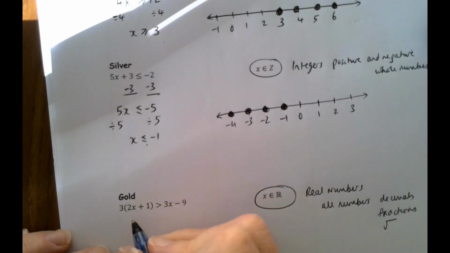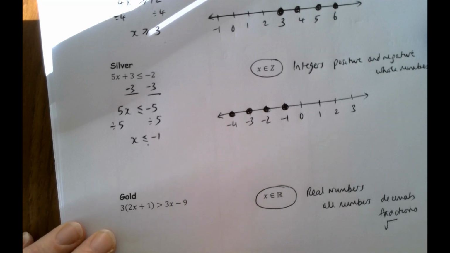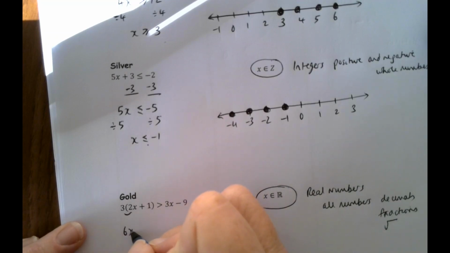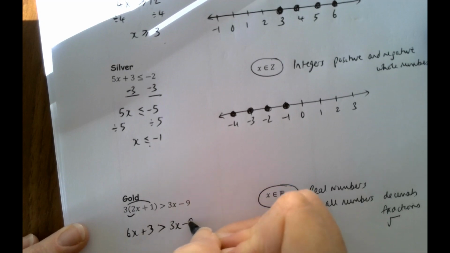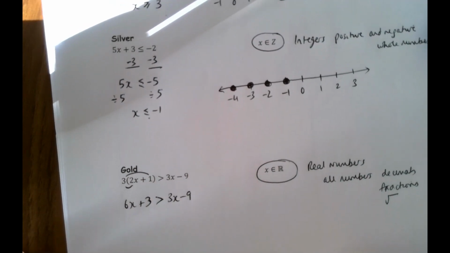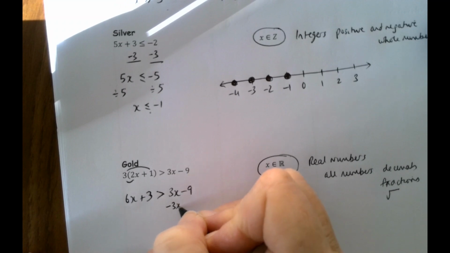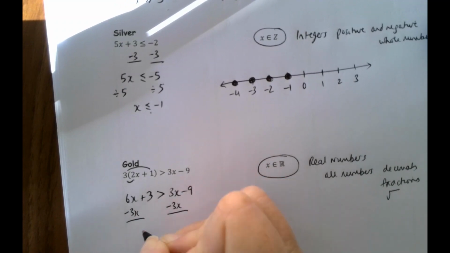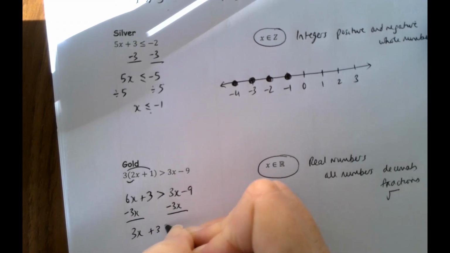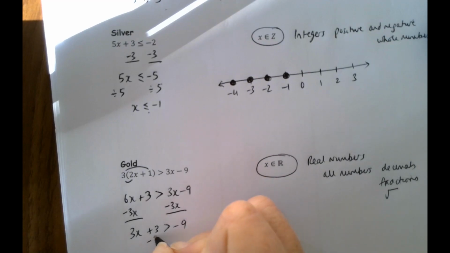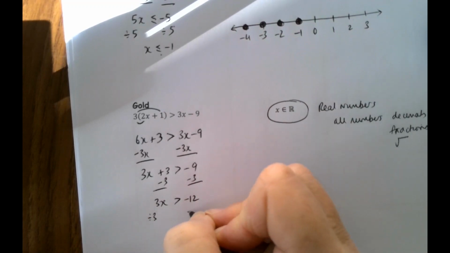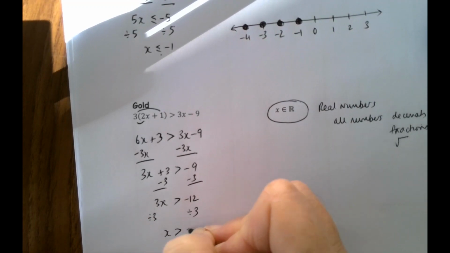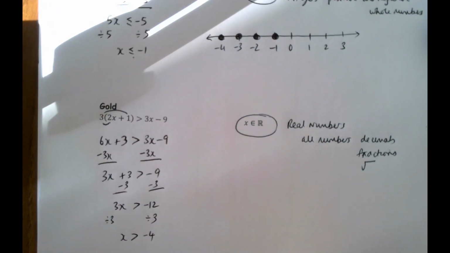Okay? So first thing I do is treat it like an equation. So I multiply out the bracket. 6x plus 3 is greater than 3x minus 9. x's to one side, numbers to the other. Subtract 3x from both sides, going in and have x's on this side. Okay, now that 3 is on the wrong side, subtract 3 from both sides. And now I've got 3x, so divide by 3 to get 1x. x is greater than minus 4.